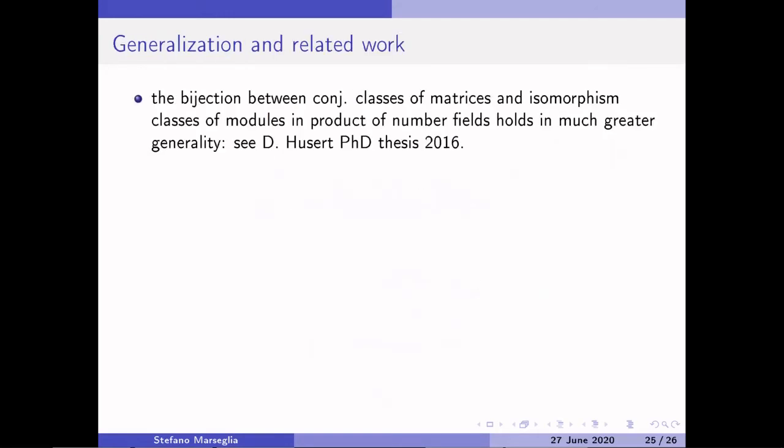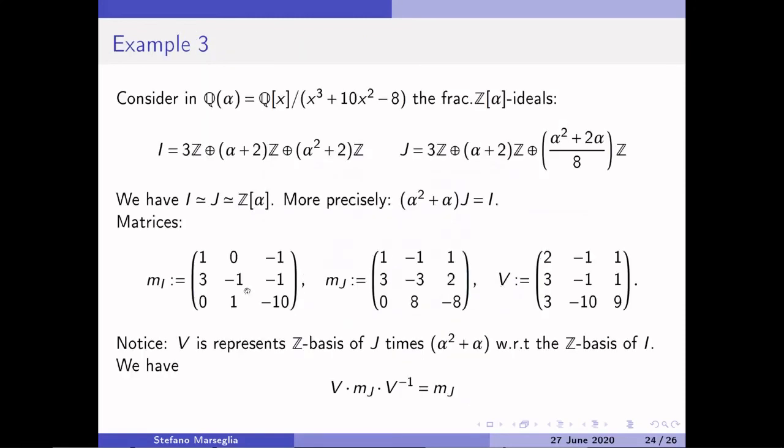I apply the algorithm, and I get the matrices that correspond to the ideal class of I and to the ideal class of J. And then I define this matrix V, and V represents the Z-basis of the ideal J multiplied by this alpha squared plus alpha, written with respect to the Z-basis of I. And again, if you look at the proof of the Latimer-MacDuffee theorem, this tells you that V is the matrix realizing the conjugation between the matrix M_J and the matrix M_I. So we have this thing.